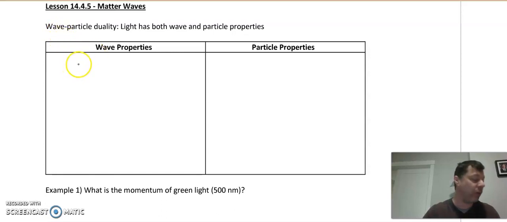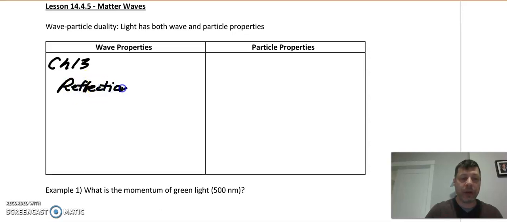talking about light over the last couple of chapters, there are some instances where it looks like light is a wave, and other instances where it looks like a particle. So, for example, as we've gone through chapter 13, we've talked about the reflection of light, right? Light bouncing off of mirrors and whatnot, and reflection is a property of waves. Waves reflect, and so does light.